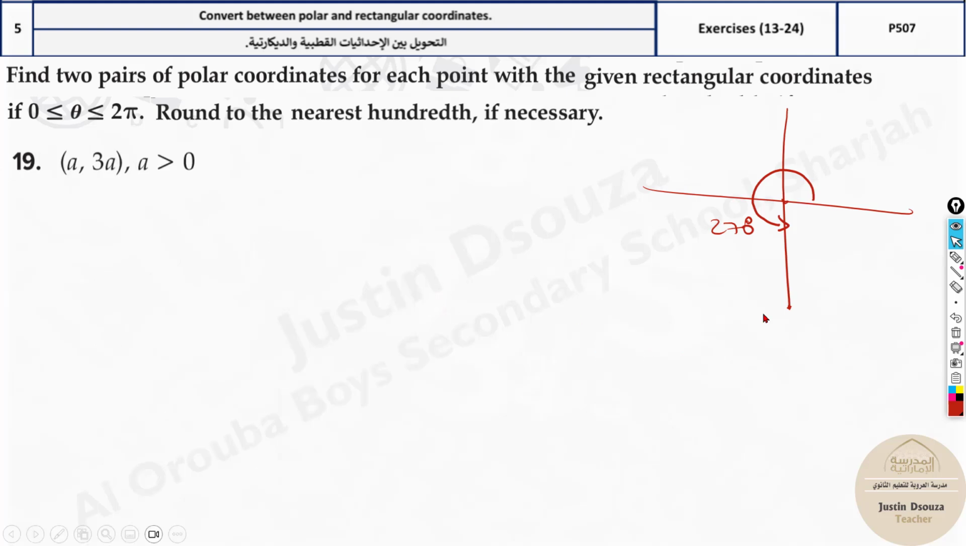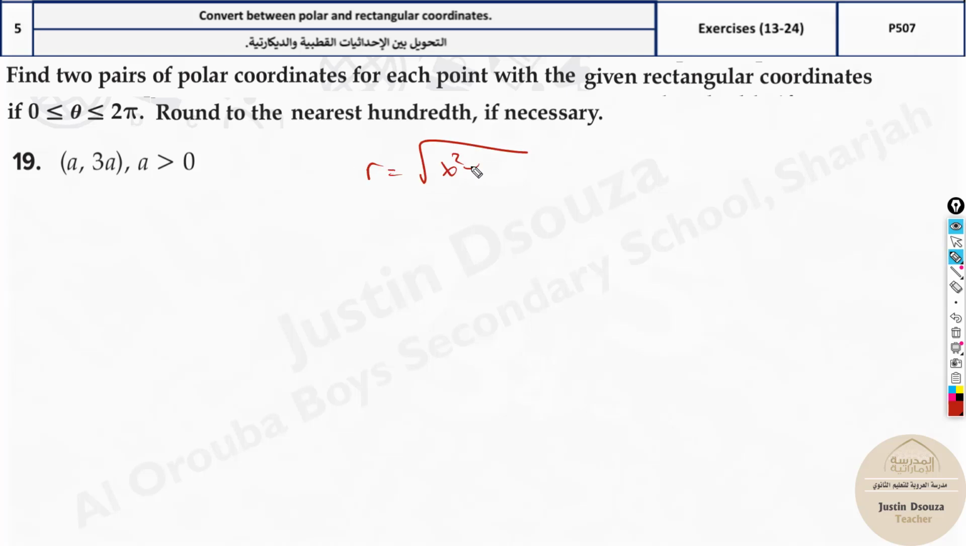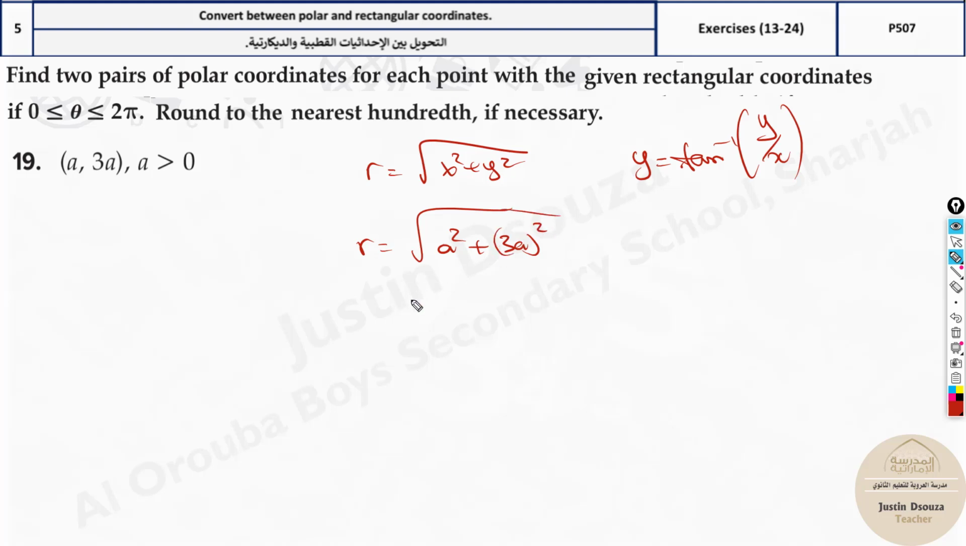And now over here we have variables, but that doesn't matter much, okay? It's the same concept. I'll just solve it. R is equal to square root of x square plus y square. Theta is equal to tan inverse of y by x. This is it. Now what do we do? R, substitute the values. A square plus 3a the whole square, and now solve it up.